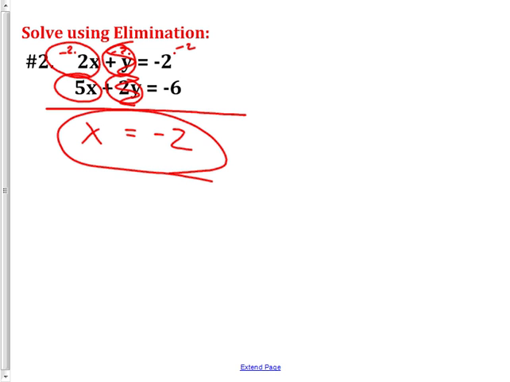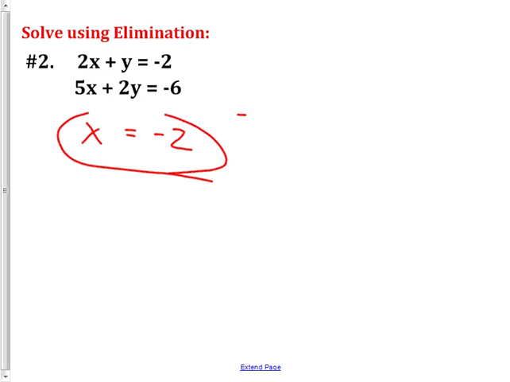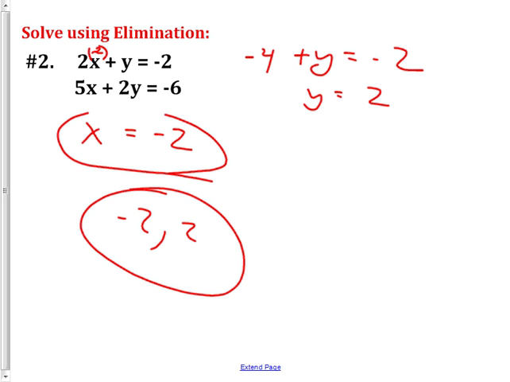Once you've got that, you could do elimination to find the other variable too, but it'd be way harder. So just take x is negative 2 and stick it in anywhere you want to solve for y. If x is negative 2, I'm going to put it right there. And so I'm going to have negative 4 plus y equals negative 2. Add 4 to both sides, y equals 2. So I got negative 2 comma 2 for my final answer.